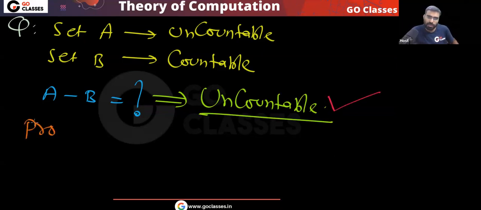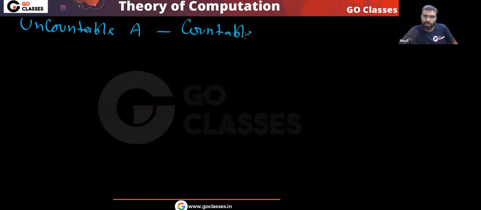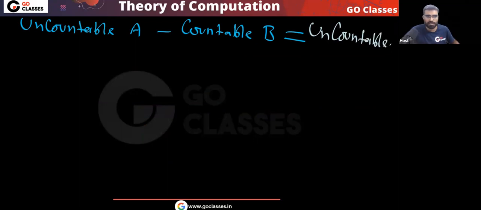And how can we prove it? We can prove it by contradiction, right? Let's prove it by contradiction. So tell me what your proof will be. This is your uncountable A, minus countable B. I am saying the result will be uncountable. This is what I am saying.